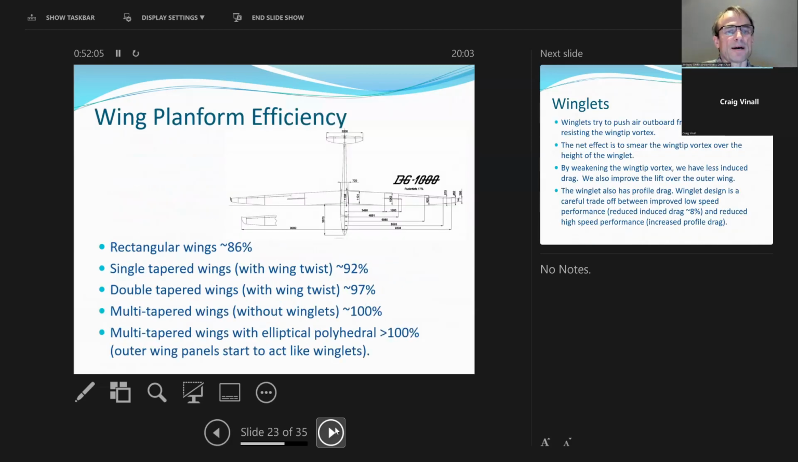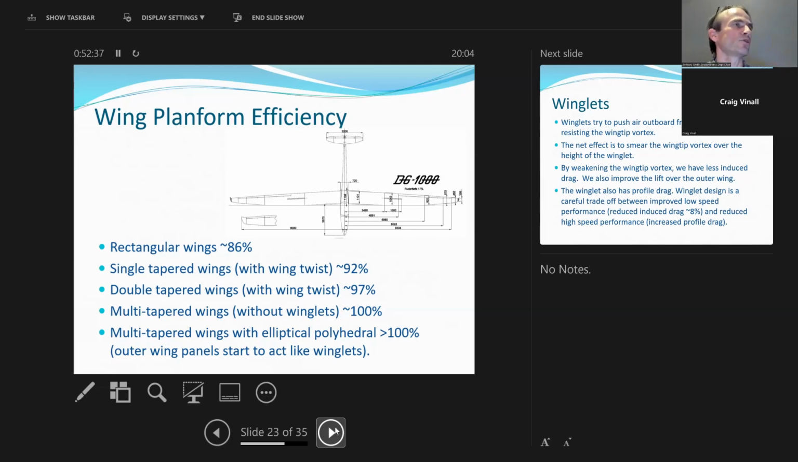But when we start talking about plan form efficiency, this extra factor that they put into the induced drag equation depends on the wing shape. So rectangular wings, and again, this is a simplification and approximation, have an induced drag efficiency of around 86%. Rectangular wings are very easy to make. It's the same rib all the way out. You just mass produce the ribs. They have a very benign stall characteristic on the plan form.